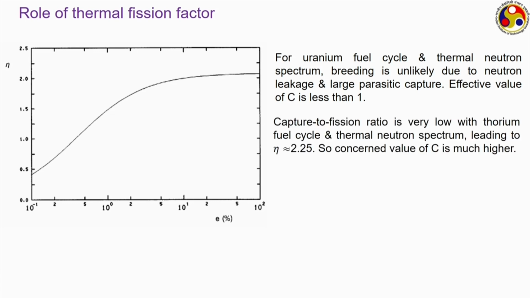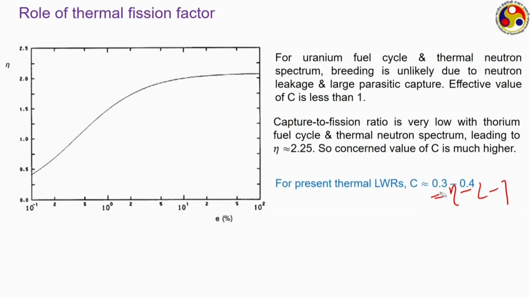For thorium based thermal reactors, the capture to fission ratio is very small, because thorium itself is a fertile isotope, but the uranium 233 can get produced from non-fission capture of this thorium, which can lead to a value of eta equal to 2.25, and hence the value of C also is expected to be much larger, because we have just seen the value of C is equal to eta minus L minus 1, earlier we have seen.